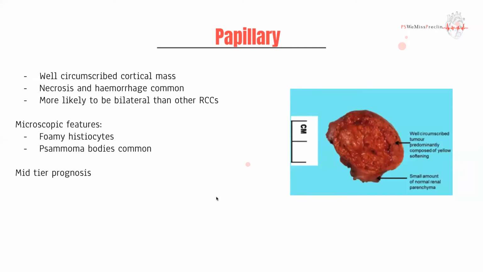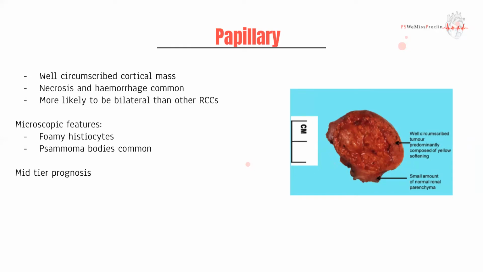Next, we have papillary cancers. Now, papillary cancers are usually a cortical mass. So you have medullary and cortical tissue. This typically presents in the cortex. Necrosis and hemorrhage is very common, and it's more likely to be bilateral than other RCCs.